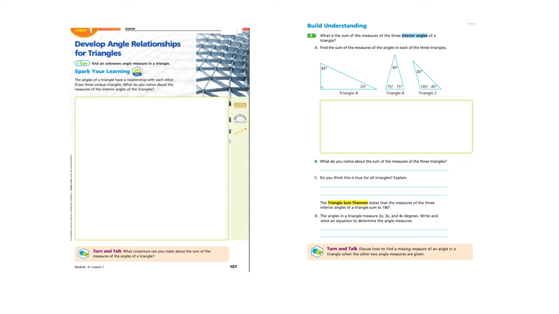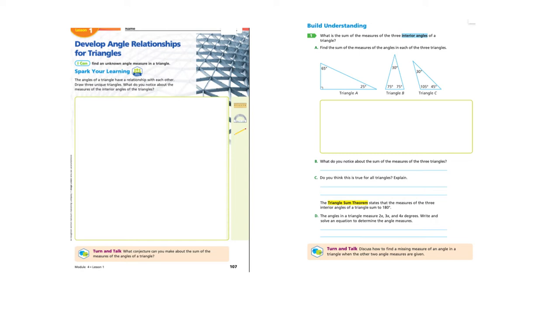So here's Lesson 1, the beginning. Develop angle relationships for triangles. The I can statement says I can find an unknown angle measure in a triangle. And you may have learned some of this before, so it's okay if it's review. For this lesson, you will need a ruler, a protractor, and a pencil. So let's look at the spark your learning.